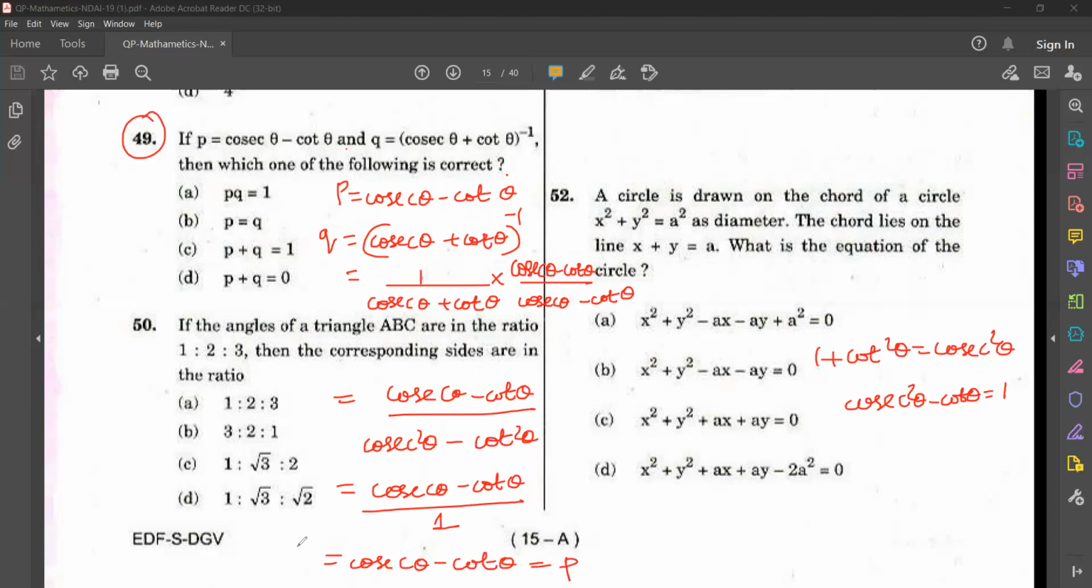So we have solved Q. We got Q is equal to P. That is the correct answer. Q is equal to P. So option B is the correct answer.